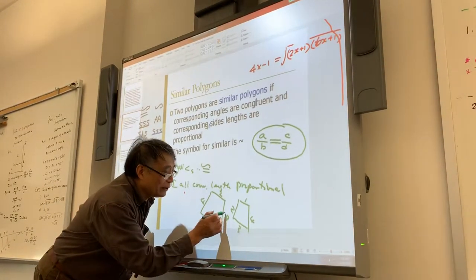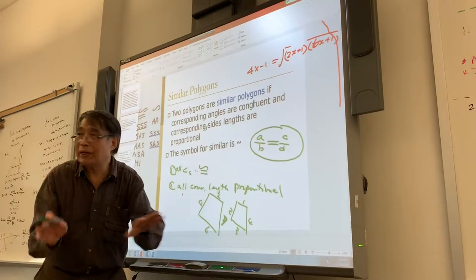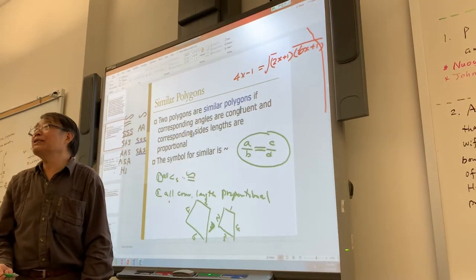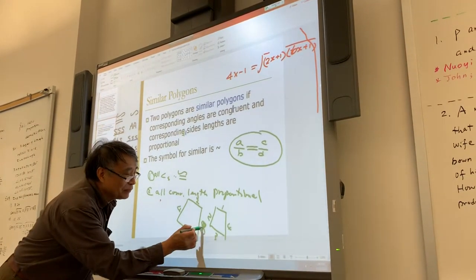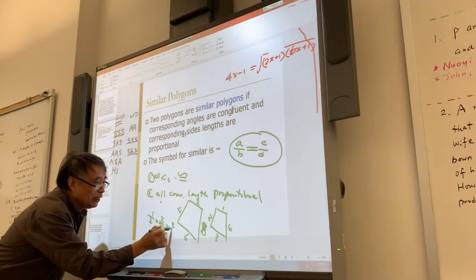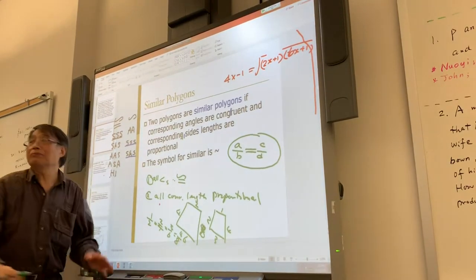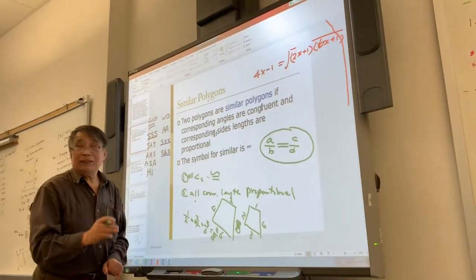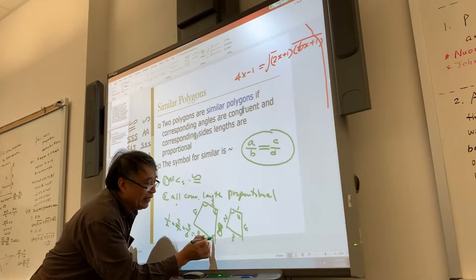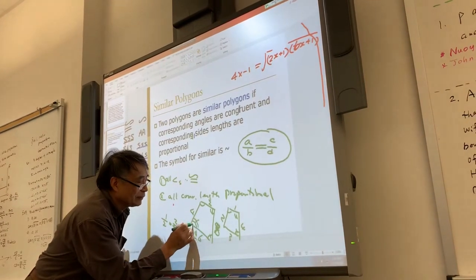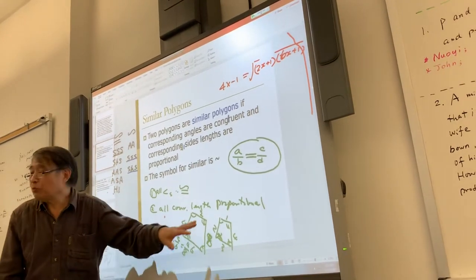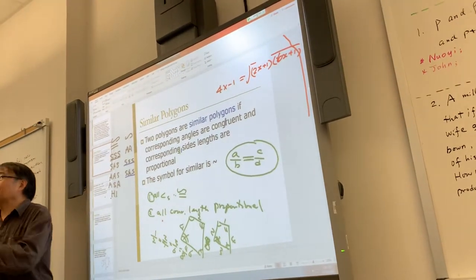If this side is four and this side is seven, those two are not similar, because the corresponding sides are not proportional. Do you understand? If this is eight and this is four, perfect: one half equals two fourths equals three over six equals four over eight. And every angle must be congruent. So if every angle is congruent and every corresponding side is proportional, they are similar.